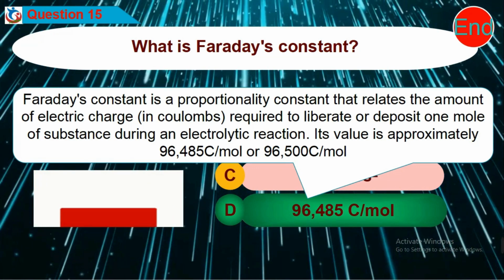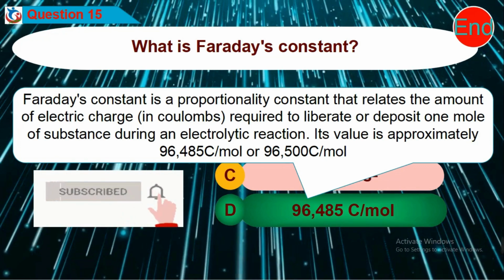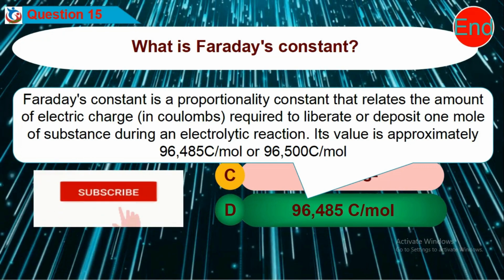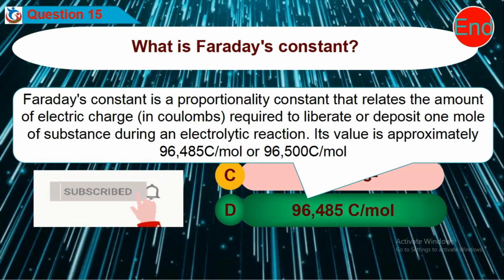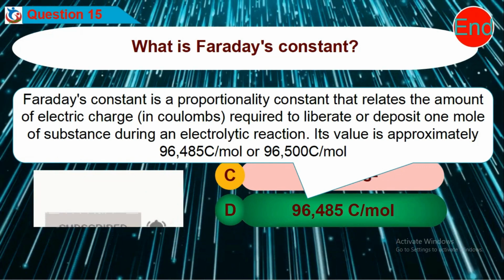Faraday's constant is a proportionality constant that relates the amount of electric charge in coulombs required to liberate or deposit 1 mole of substance during an electrolytic reaction. Its value is approximately 96,485 coulomb per mole, or simply put, 96,500 coulomb per mole.